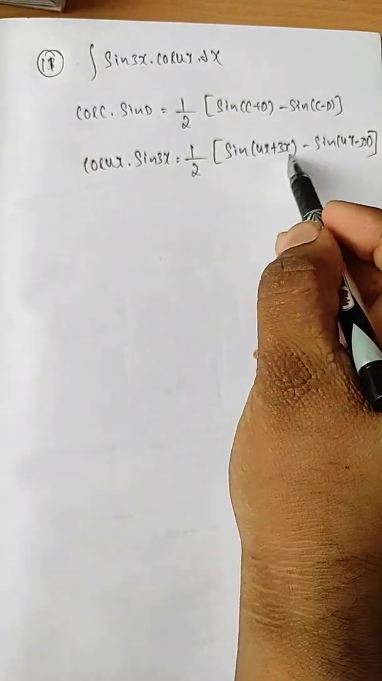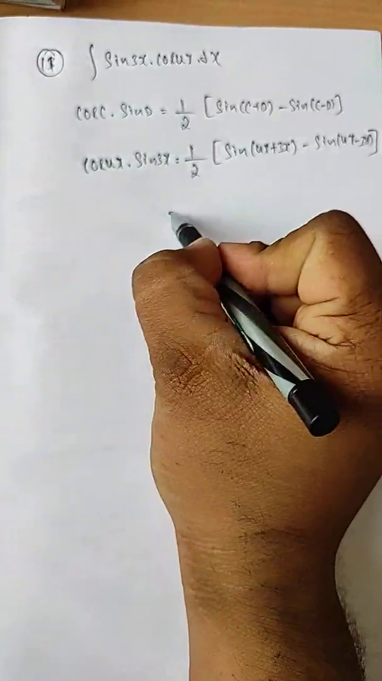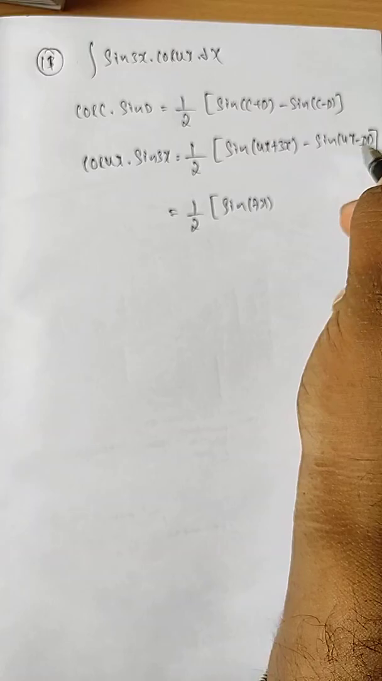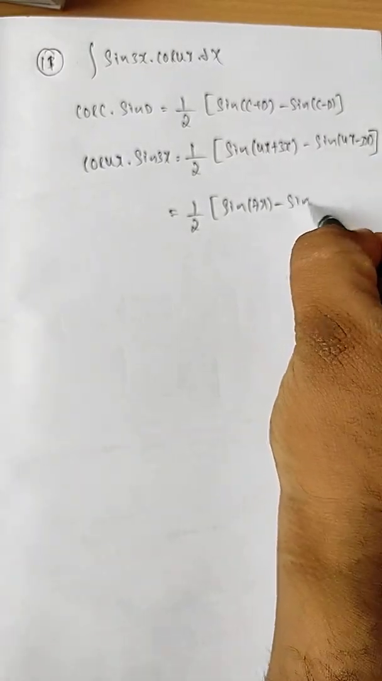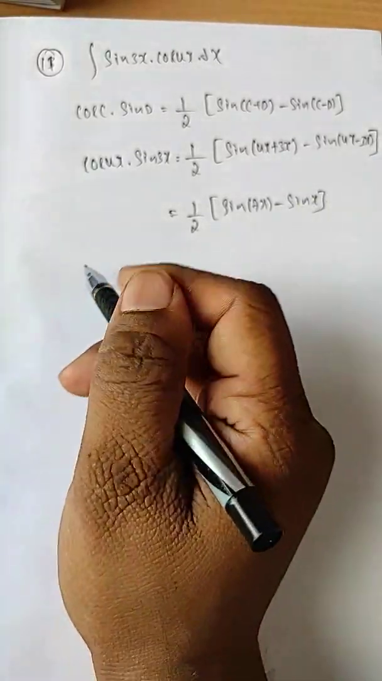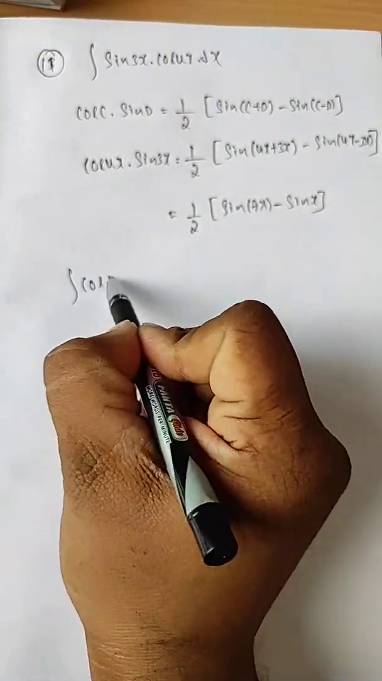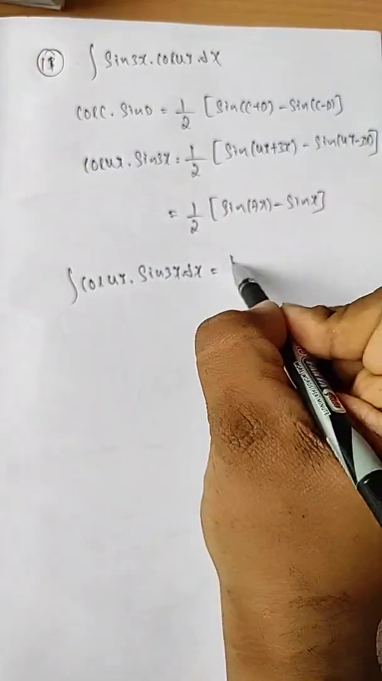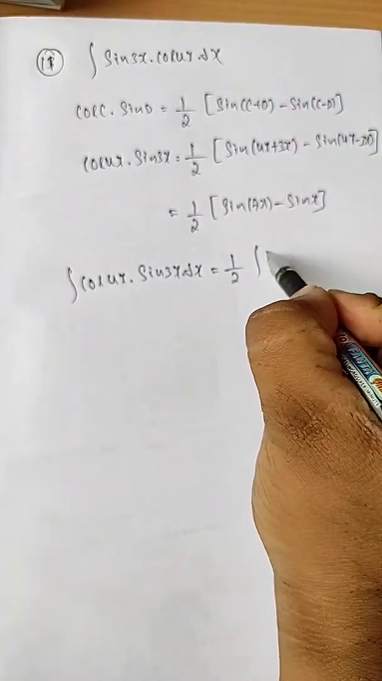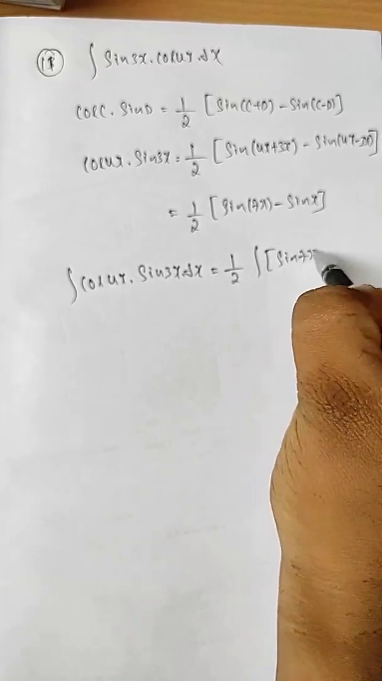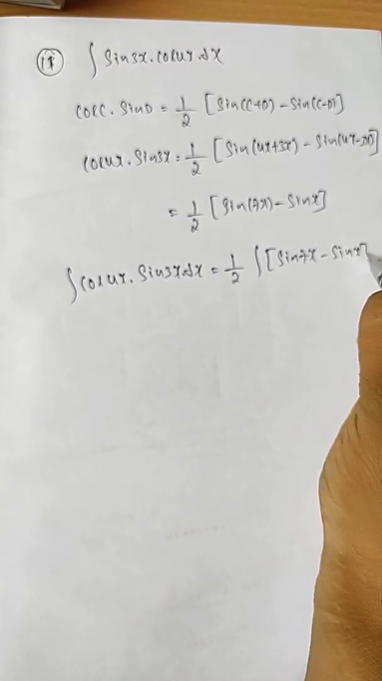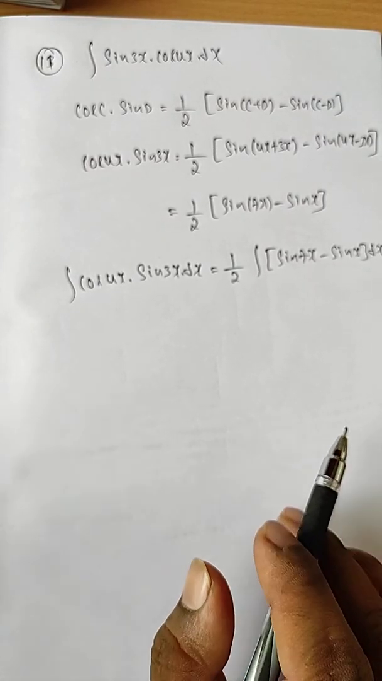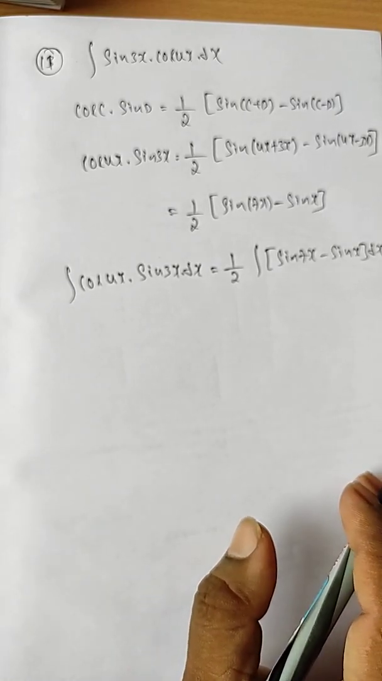Here, 4x plus 3x is 7x. So 1 by 2 sin 7x. 4x minus 3x is x, so sin x. Is it clear? Now integrate cos 4x into sin 3x into dx. So when a trigonometric function is given in the form of a product, you want to make use of a trigonometric identity. So here we are using the transformation formula to convert the product to sum and difference.